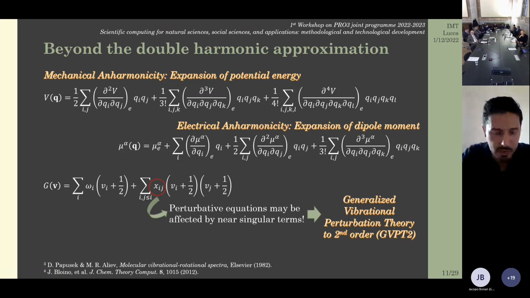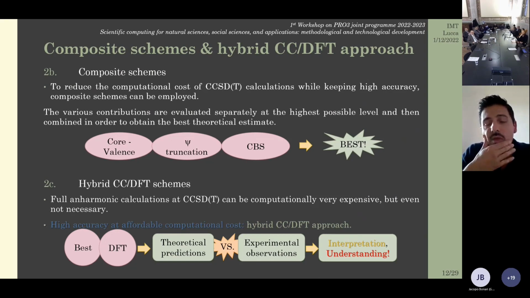I don't want to go into the details of these equations. I just limit myself to say that there are some issues related to resonances, but let's go ahead. Therefore, we say that we need accurate geometries, a method to treat anharmonic effects, and then we need an accurate level of theory.